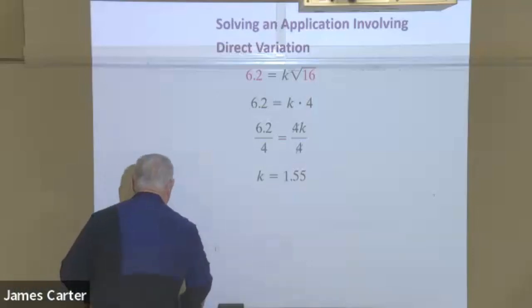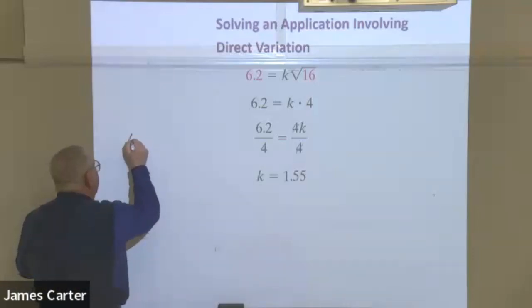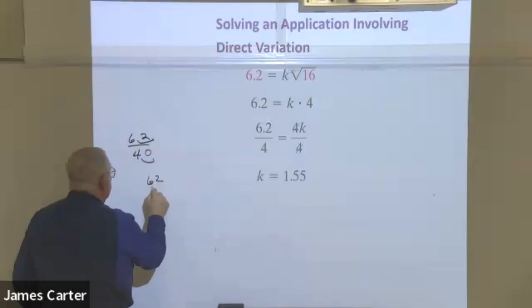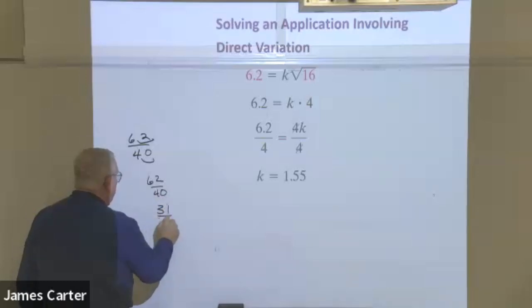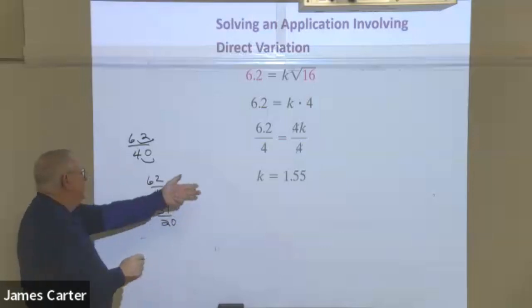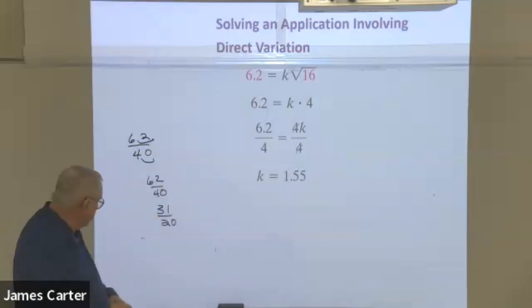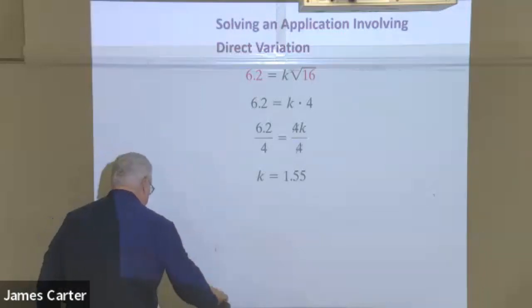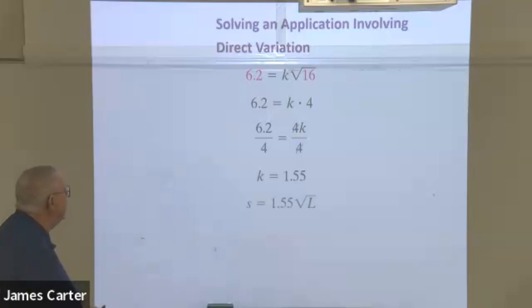Now, instead of 1.55, we could have done this and this. And so 62 over 40 reduced to 31 over 20. We could have used it as a fraction instead of a decimal, but in this case, probably a decimal is more efficient. There's my new equation of variation.